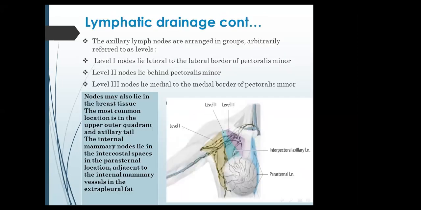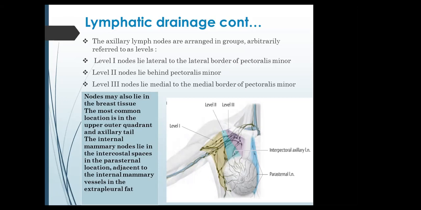The axillary lymph nodes are arranged in groups, which are referred to as levels. Level one nodes lie lateral to the lateral border of pectoralis minor, level two nodes lie behind the pectoralis minor, and level three nodes lie medial to the medial border of pectoralis minor. Nodes may also lie in the breast tissue.